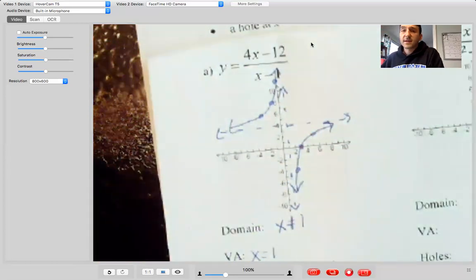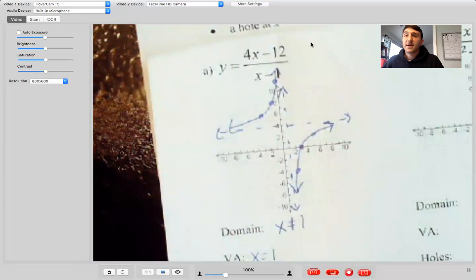Okay, so that's basically it. I think I'm going to stop the video there. The other two examples are worked out in full in the notes.